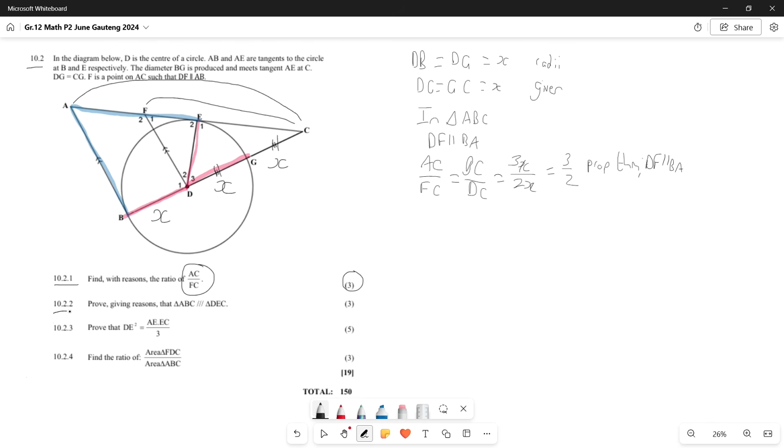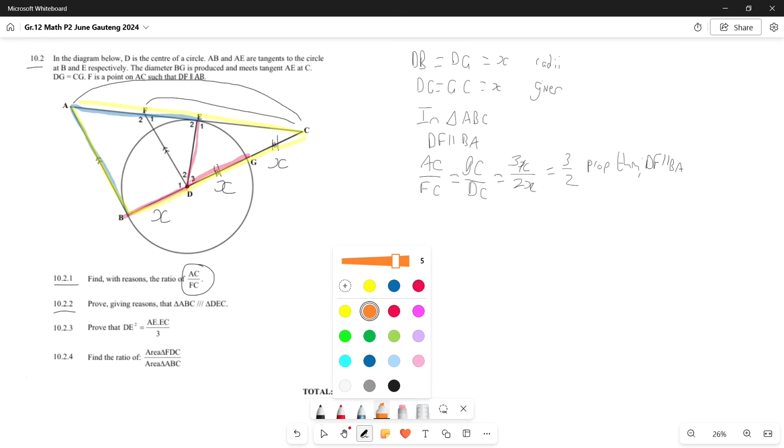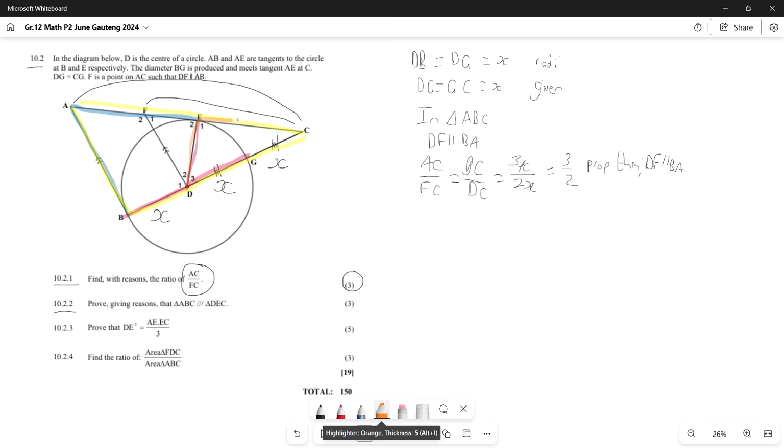Cool. From there, 10.2.2, they say prove giving reasons that triangle ABC, this big triangle we were working in, is similar, 3 lines going up, to triangle DEC over there. So we're in the yellow triangle, and we're in the orange triangle over there as well. So I'm just going to go ahead and write the 2 triangles that we're working in again, because it makes it a lot easier for us to orient ourselves. So we're going to say in triangle ABC and triangle DEC, because we haven't yet proven similarity, we're going to look at a couple of angles.